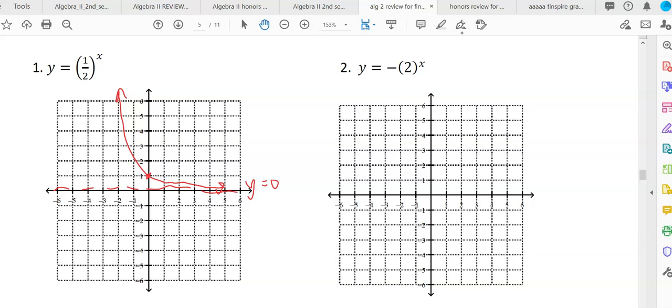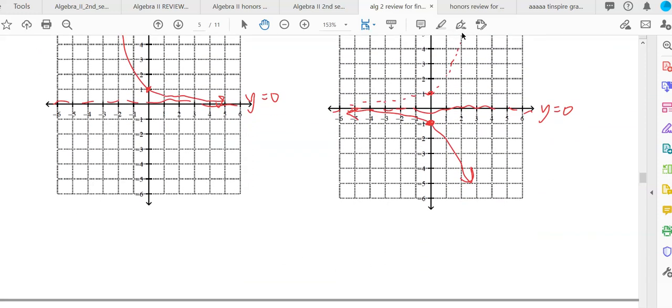This one, if you think about the parent graph, I'm going to do that one first. So the parent graph would look like this. I'm going to do a dotted line, so it has this kind of a look to it, right? And it has an asymptote at y equals 0. This is going to be reflection over the x-axis. So everything's going to fold down. So that point's going to fold down to there, and the graph is going to do this. It's going to go down really quickly. Put the asymptote there.